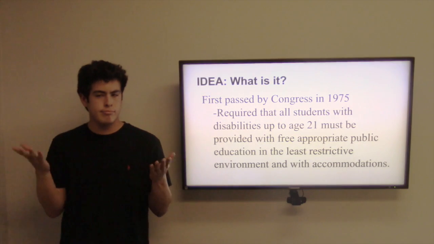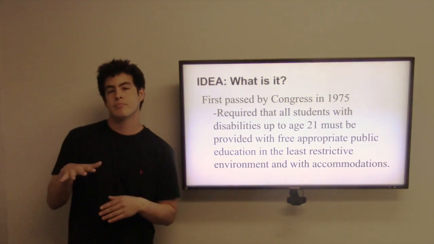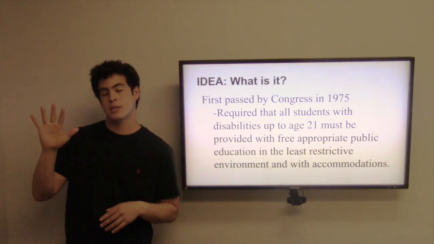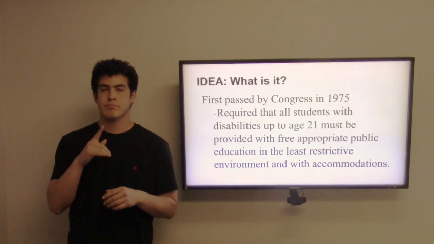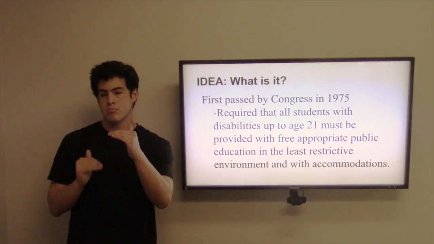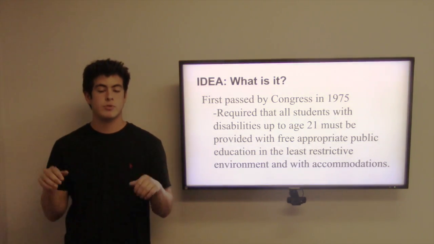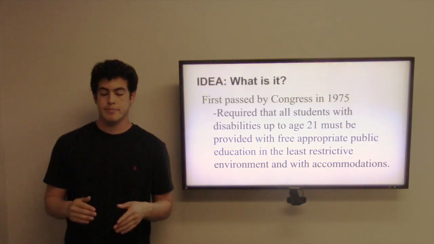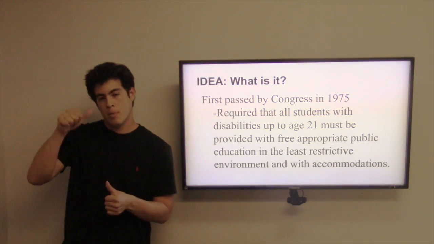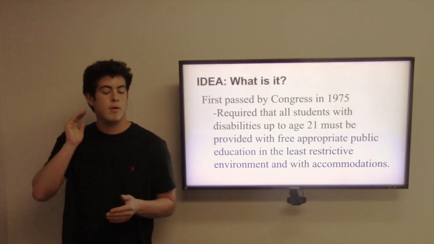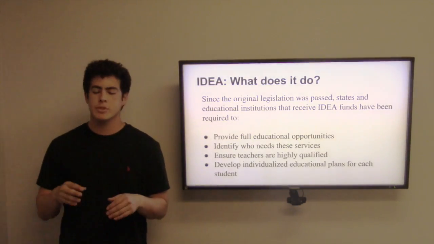So IDEA, what is it? What is the concept of it? IDEA was first passed in Congress in 1975. It required that all students with disabilities up to age 21 must be provided with free, appropriate public education in the least restrictive environment with accommodations. It's important to keep the least restrictive environment phrase in the back of your head because it will become important later on in the presentation.